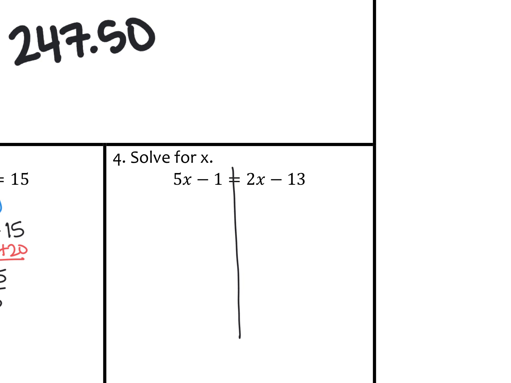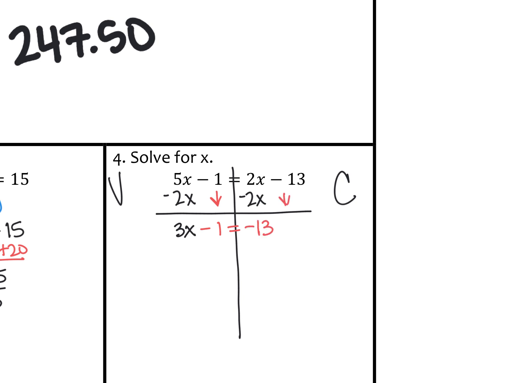Number 4, we want to get our variables to the left side, our constants to the right. So we're going to subtract 2x first. If you cross that line, remember to change the sign. Didn't do anything to the negative 1, so it comes straight down. Didn't do anything to the negative 13, so it comes straight down. Add 1 to both sides. We get a negative 12. Last step is usually division. Negative 4.